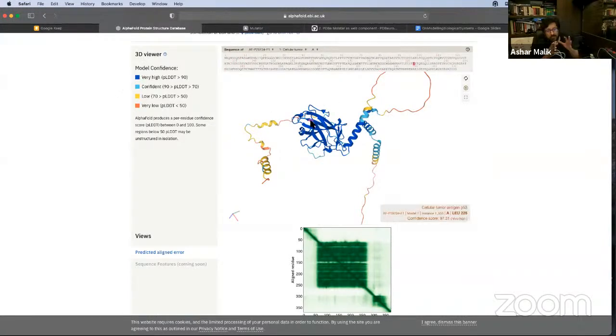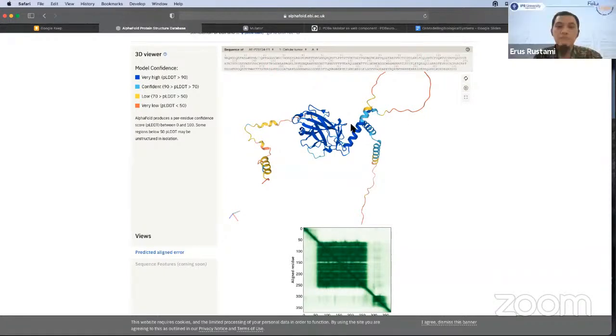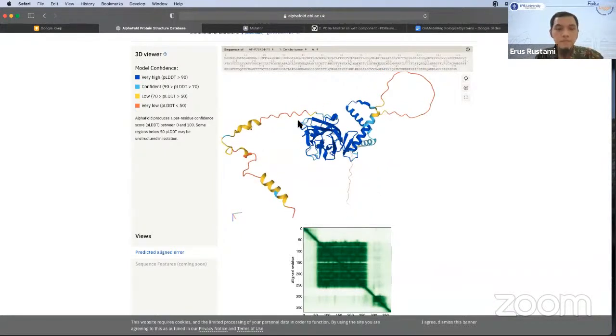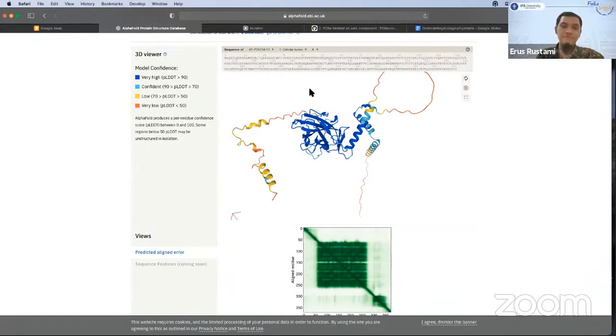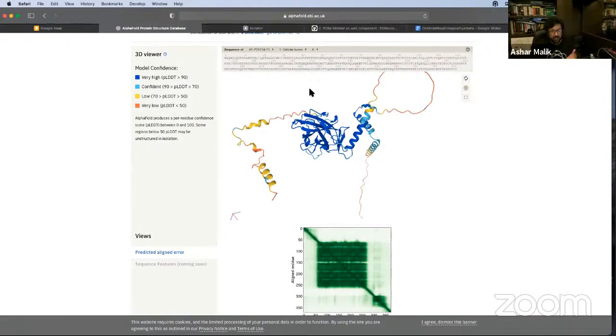Right. Now, what has happened is that AlphaFold has learned from existing protein structures. So the protein structure corresponding to this sequence was not present in the PDB database. The structure corresponding to this blue part was present. Okay. So what AlphaFold has done is it has helped people who don't know how to predict structures, it has given them a shortcut.